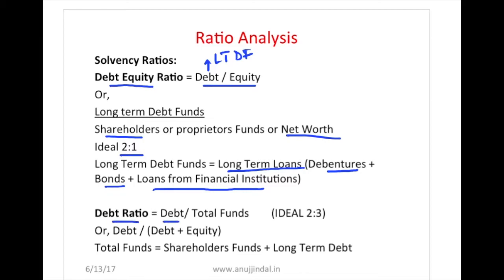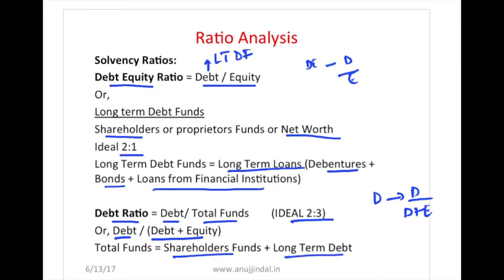Debt ratio is debt upon total funds. So debt ratio is different from debt equity ratio. In debt equity we are comparing debt and equity. In debt ratio we are comparing debt with the total funds that the enterprise has. The ideal ratio is 2 is to 3. The formula is also debt upon debt plus equity. So debt equity ratio includes only debt and equity, whereas debt ratio is debt upon debt plus equity. This is the difference. Total funds here is shareholders funds plus long term debt. We are going to talk about shareholders funds very soon.